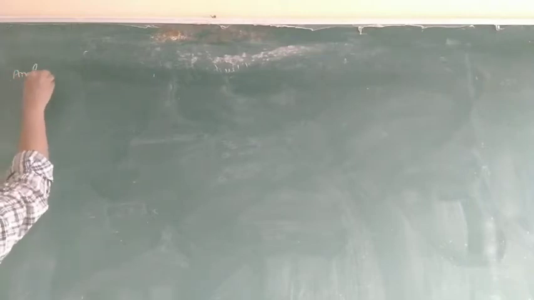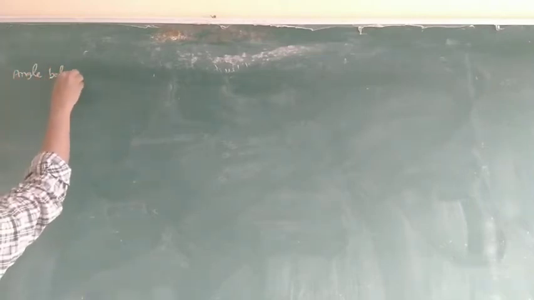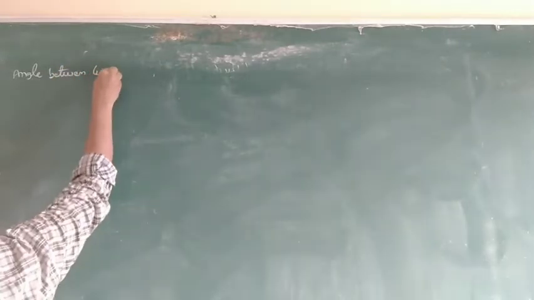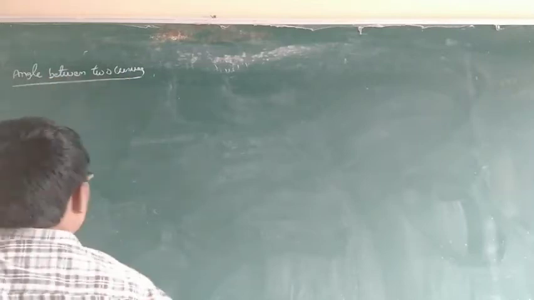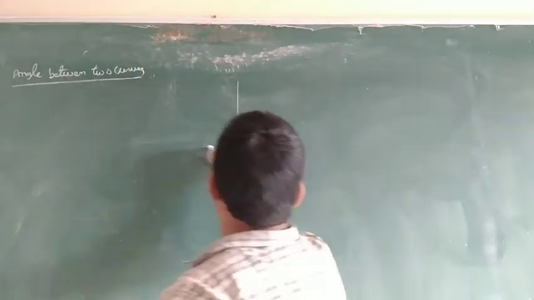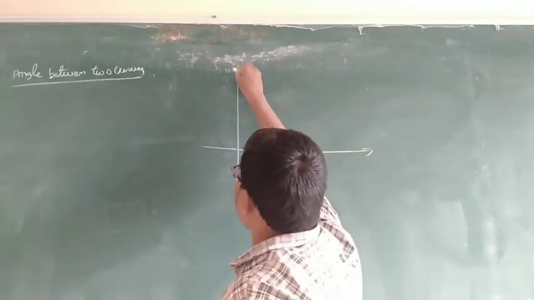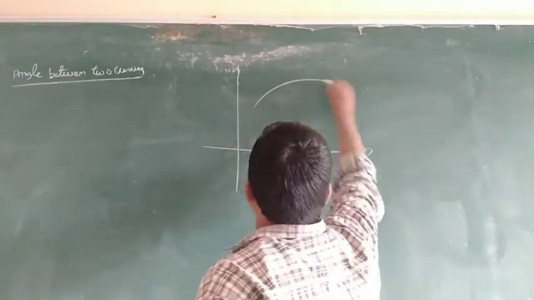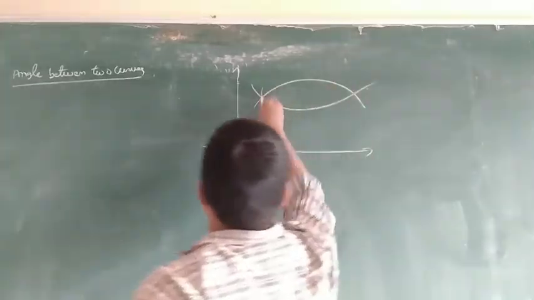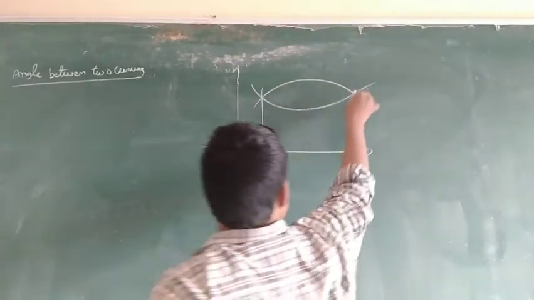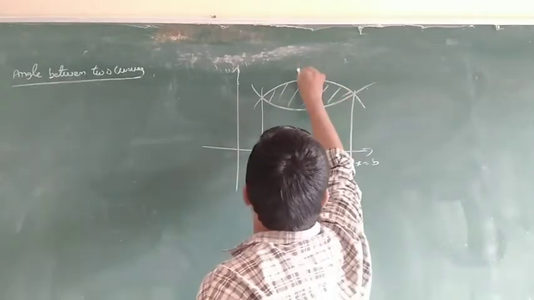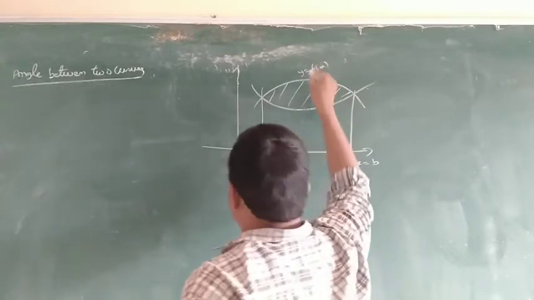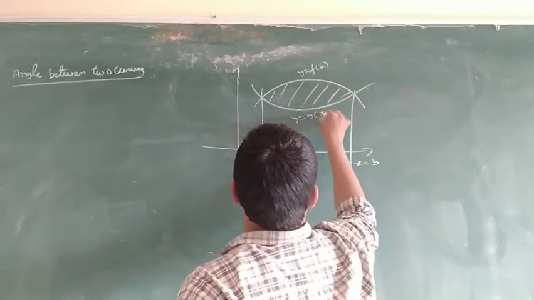Next, angle between the two curves. Definition: angle between two curves. The diagram, this is the y-axis, x-axis. The diagram is this type. This is x is equal to a, x is equal to b. This is y is equal to f of x, y is equal to g of x.